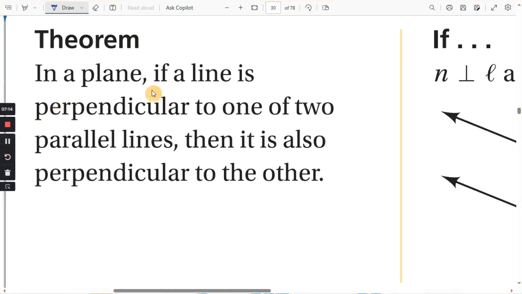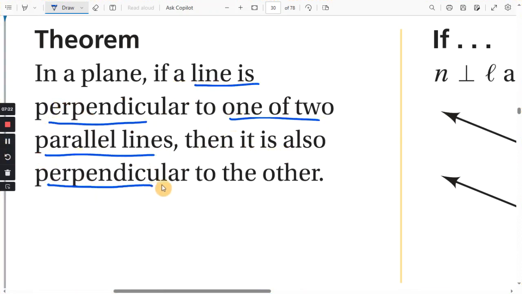All right, in a plane, if a line is perpendicular to one of two parallel lines, then it is also perpendicular to the other.